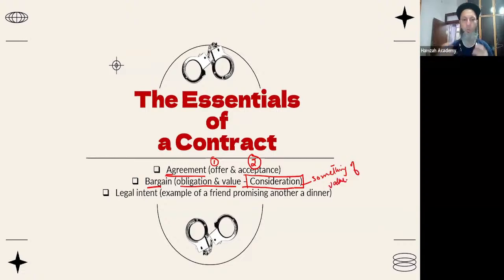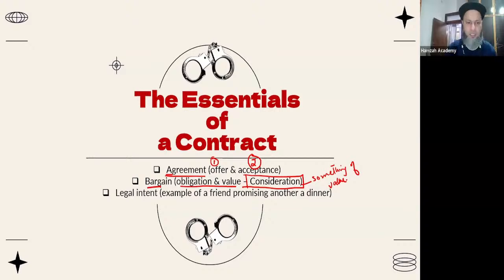When both parties agree on something, obviously they are offering something of value in return for something of value. For example, I agree to sell my car to somebody. What is his consideration? He is getting the car from this agreement. What am I getting? I'm getting cash or the payment. That is my consideration. So it has to be something of value.